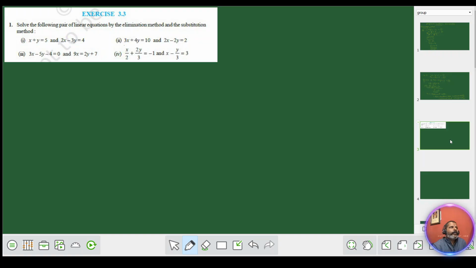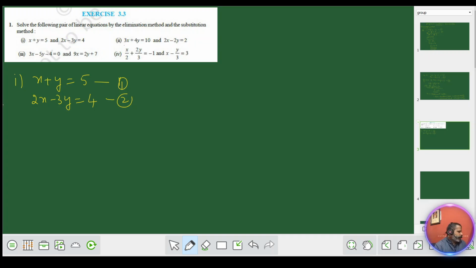First, exercise 3.3. Okay. Therefore, we will solve the questions one by one. x plus y equal to 5, 2x minus 3y equal to 4. Now, none of the coefficients of x and y are the same, so we have to make them equal. Sometimes we multiply both the equations with the respective coefficients. Sometimes we multiply only one equation.